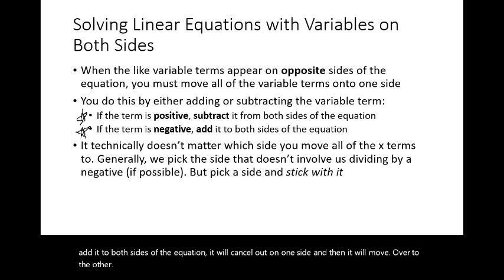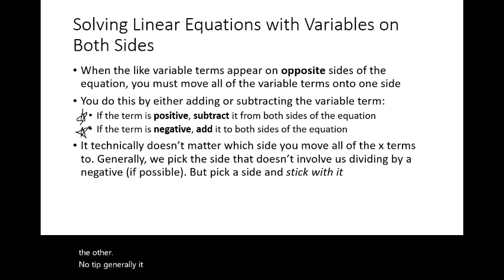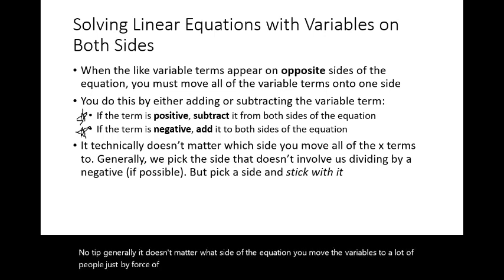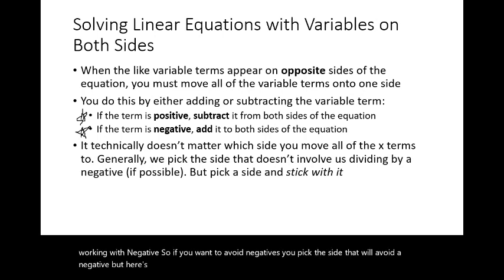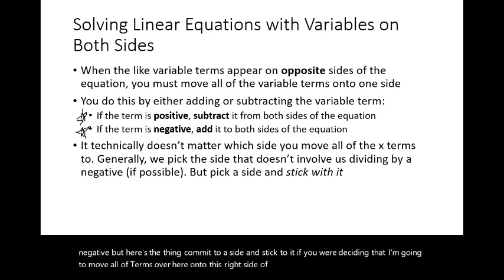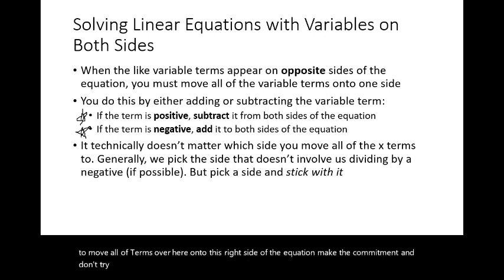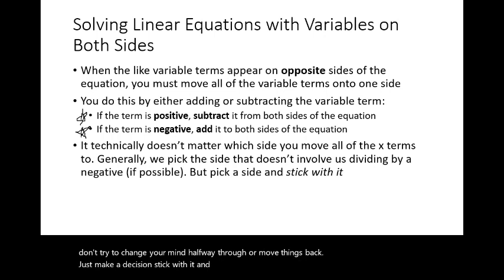Now, generally, it doesn't matter what side of the equation you move the variables to. A lot of people, just by force of habit, will move it to the left side. A lot of people don't like working with negatives, so if you want to avoid negatives, you pick the side that will avoid a negative. But here's the thing. Commit to a side and stick to it. If you are deciding that I'm going to move all of the terms over onto this right side of the equation, make the commitment and don't try to change your mind halfway through or move things back.